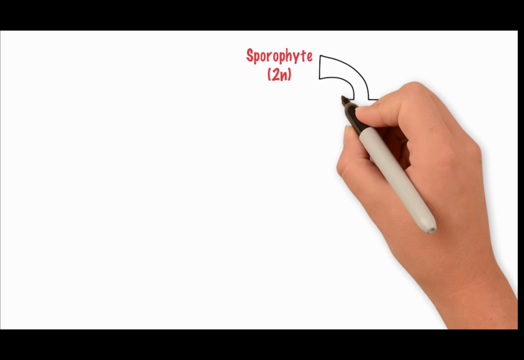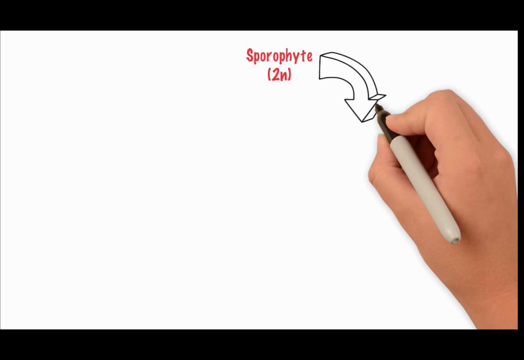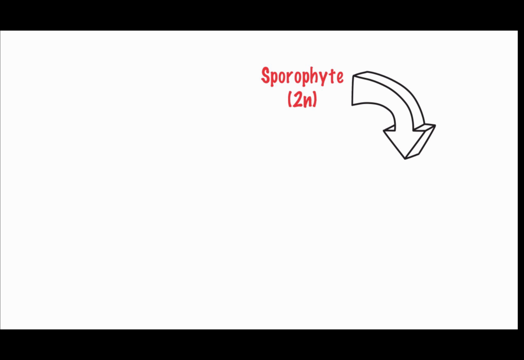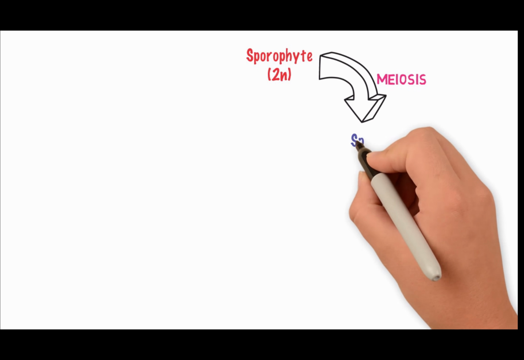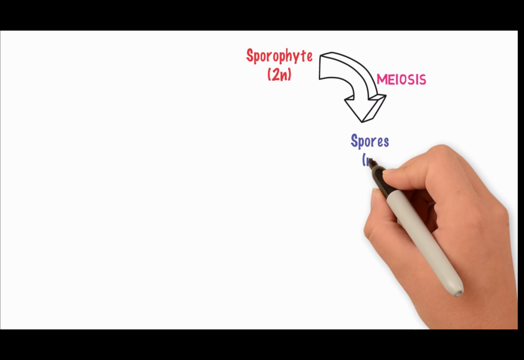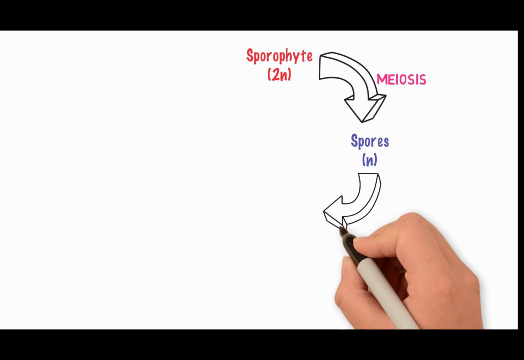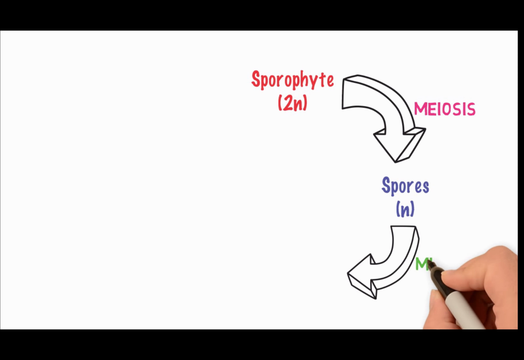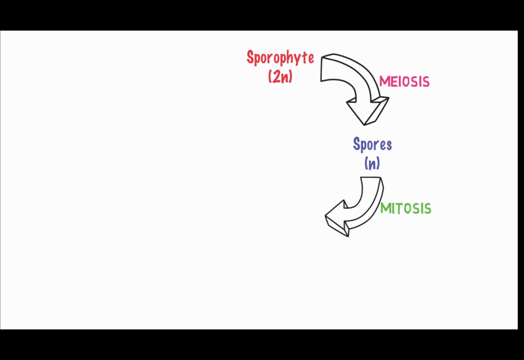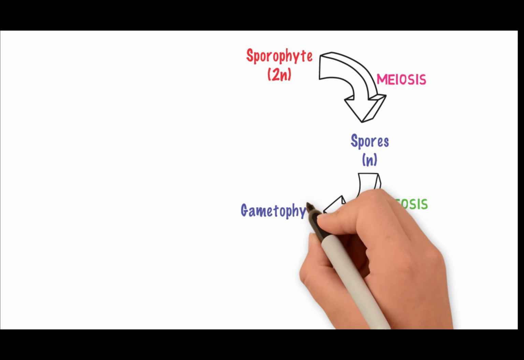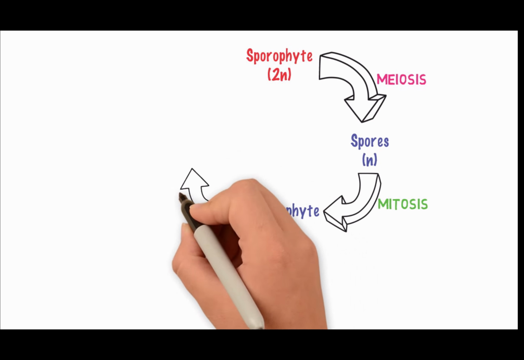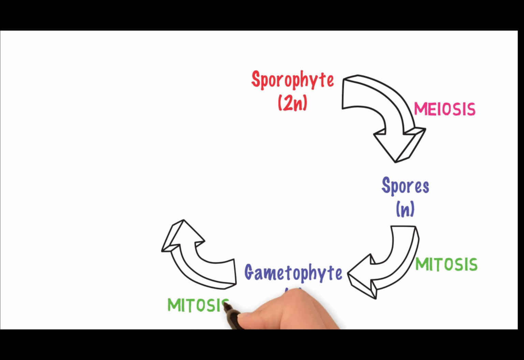The multicellular diploid stage is called the sporophyte. This is the part of the flowering plant that you see every day. Meiosis in the sporophyte, this would be in the flower, produces haploid cells called spores. These haploid spores then undergo mitosis to form a multicellular structure called the gametophyte. That's the pollen grain and embryo sac in angiosperms. The gametophyte gives rise to gametes by mitosis.